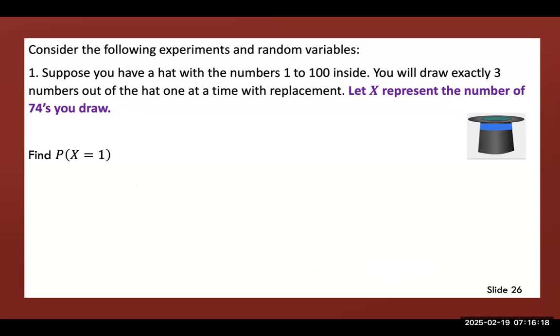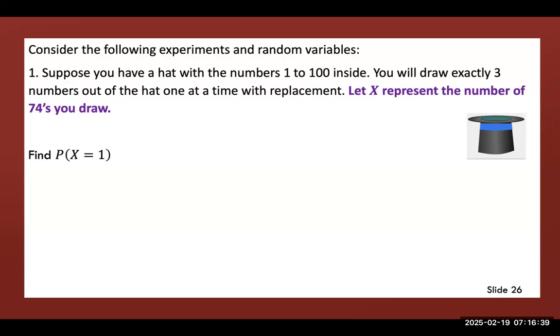What does probability X is 1 mean? It means that out of my 3 draws, I got one 74. How many different ways can that happen? Now, this doesn't say, like stuff we've done in the past, that the first one's a 74, and then the second one is not, and the third one is not. All it's saying is that one of them is a 74.